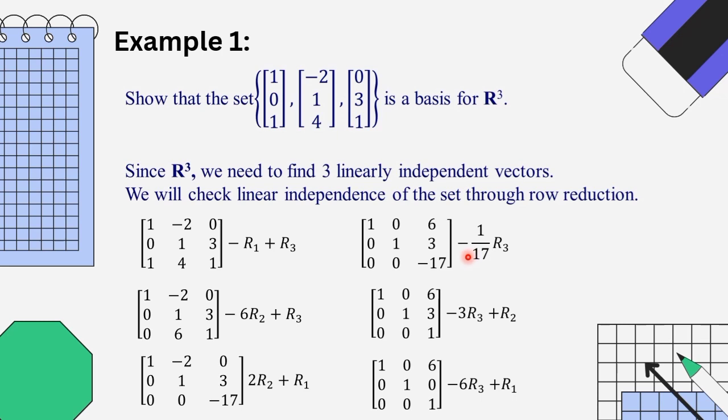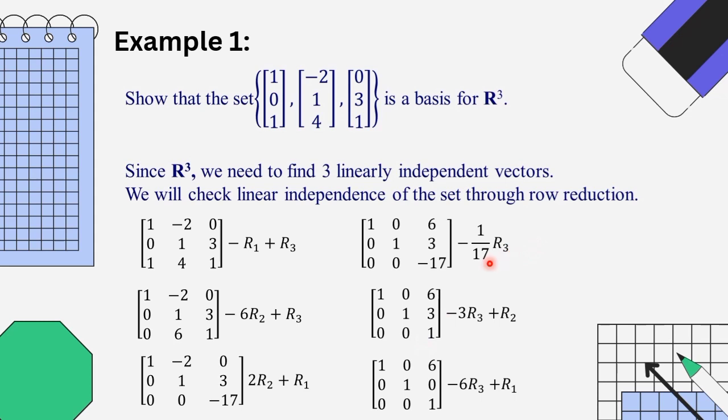Now we have here -1/17 times row 3. So any number multiplied by 0, we know that is always equal to 0. That's why the first two elements on our matrix are equal to 0. So -1/17 times -17, that is equal to 1. So only row 3 changed based on our operation.